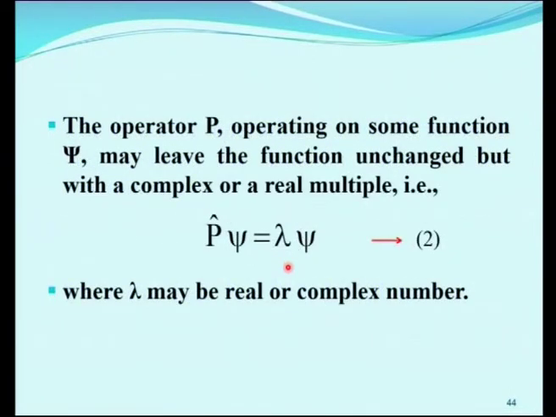The operator P operating on some function psi may leave the function unchanged, but with a complex or real multiple, that is P cap psi is equal to lambda psi, where lambda may be a real or complex number. This P cap represents a unitary vector. In this case, the function psi is a member of the class of physically meaningful functions called eigenfunctions of the operator. The number lambda is called the eigenvalue of the operator associated with the eigenfunction psi. The equation 2 that we have seen here is called the eigenvalue equation.